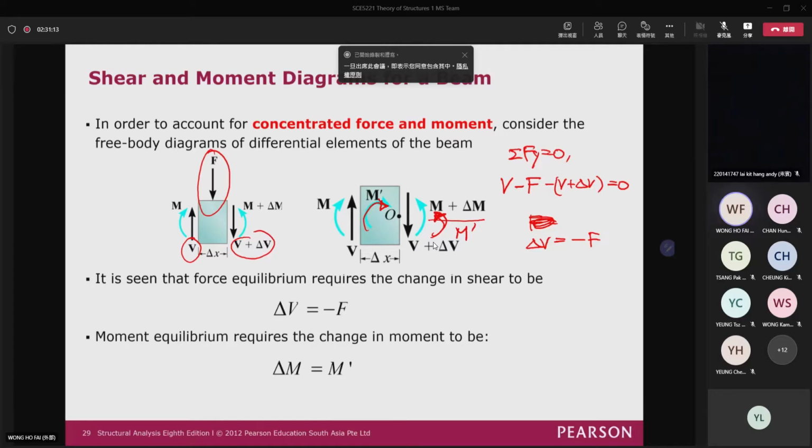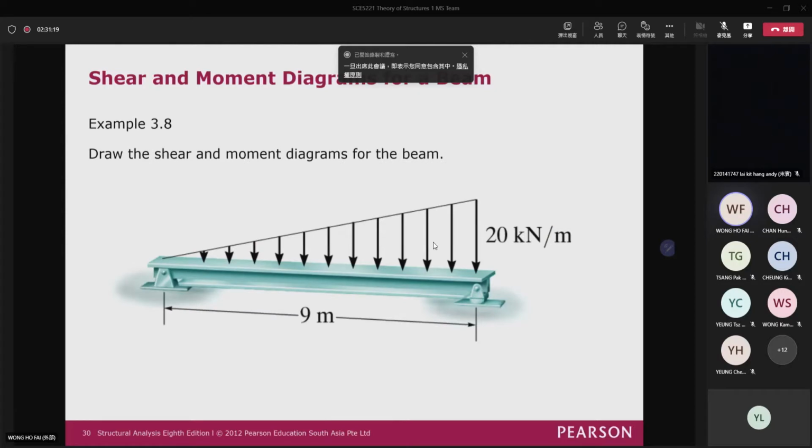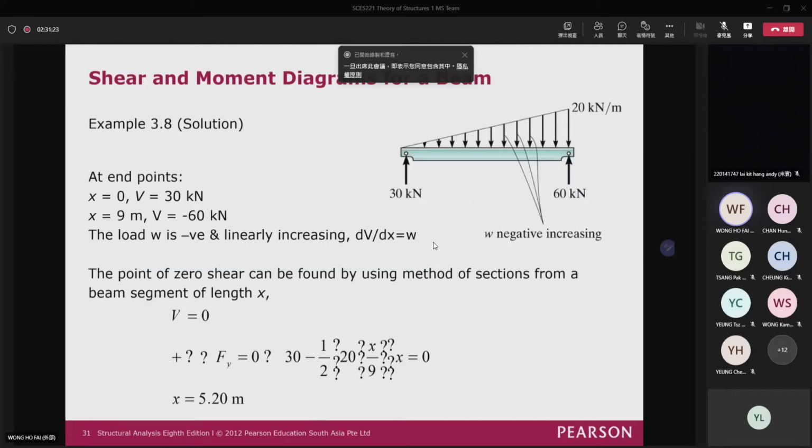So this is 9 meters, and then the distributed load is equal to 20 kN/m at the end of the beam. So first of all, you can use the equilibrium equation to find the support reaction first. For here, actually, you have found that already. It is equal to 30 kN and then equal to 60 kN. Well, if you use the so-called equilibrium equation, you can find the location where the shear force is equal to 0.